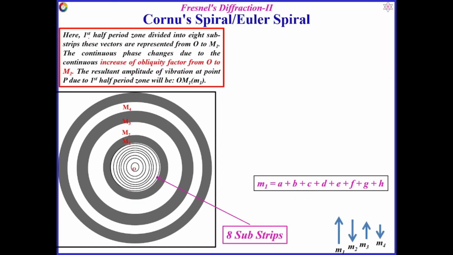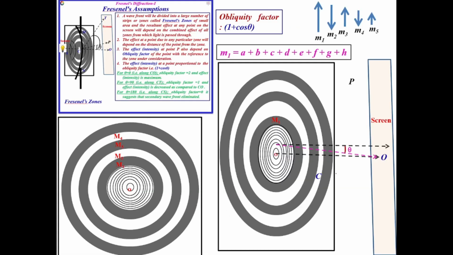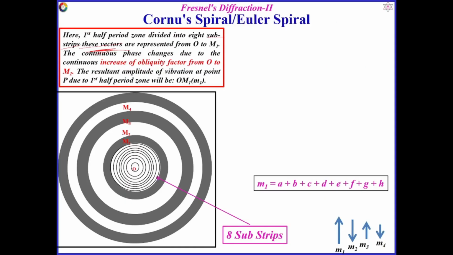Here you can see that the first half period zone is divided into 8 strips, and these vectors. Here you just try to understand the strips and how the amplitudes of each and every strip up to the 8th are going to change. That we have already discussed, right? Now we are going to draw these amplitudes in the xy plane. So this is your x axis and y axis.